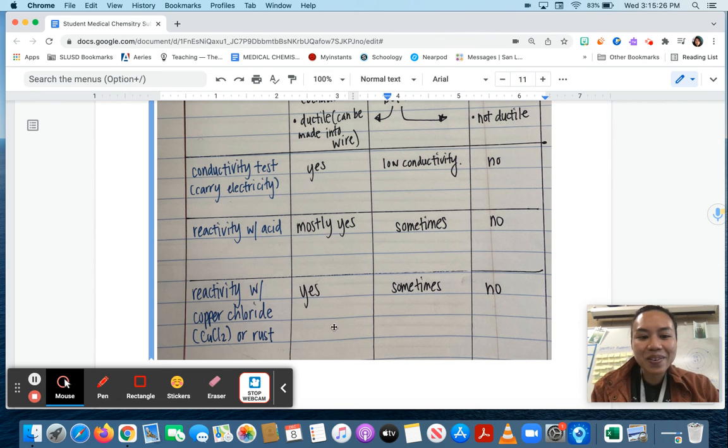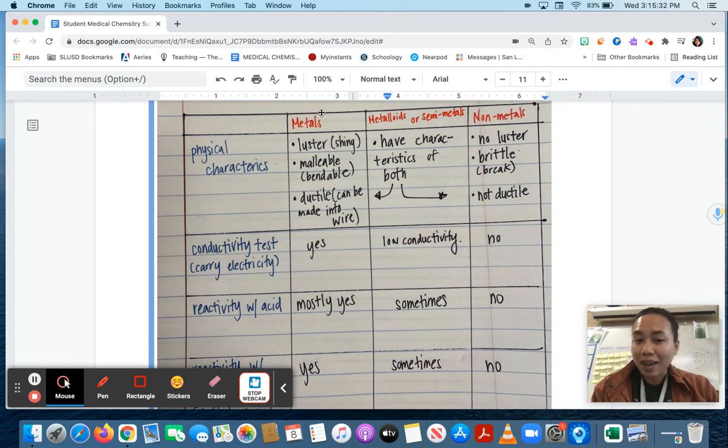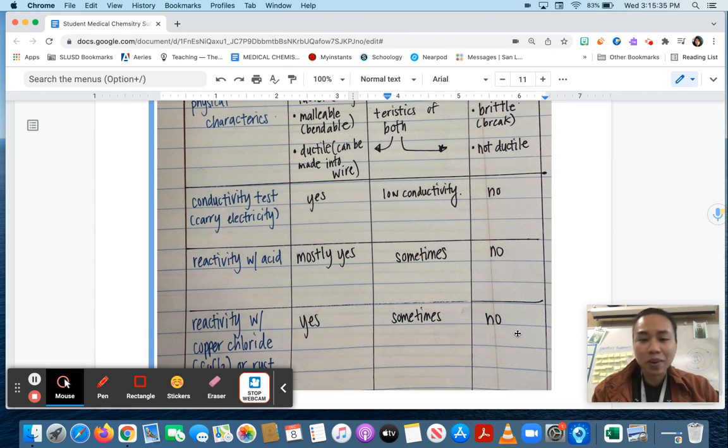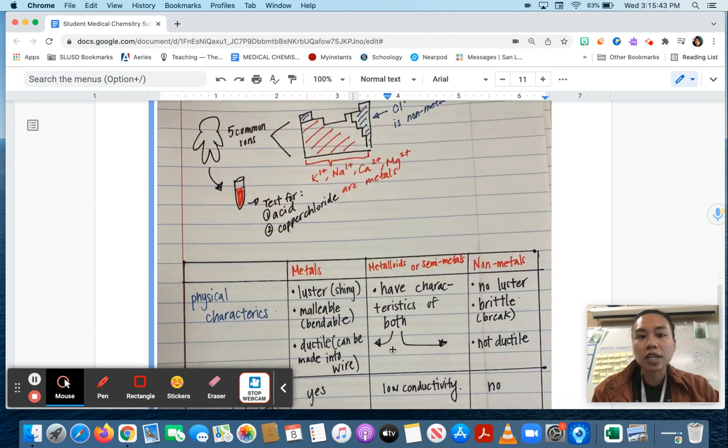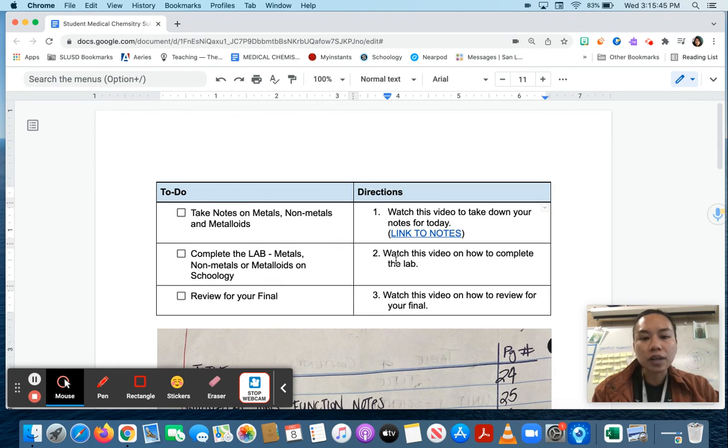Anyways, so here, if it does rust or changes color, it is probably a metal. And then if it does not rust, not a metal. And for metalloids, of course, because they are in between and they behave kind of like both, sometimes. So that's pretty much it for your notes. And when you're done, go ahead and watch this video on how to complete your lab if you're feeling kind of stuck or lost.